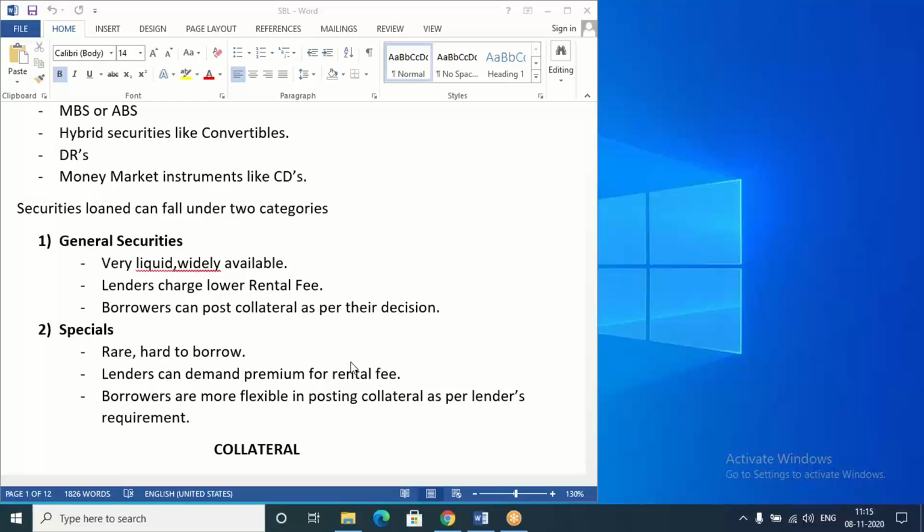Okay. Quickly write that down, and then we'll go on to collateral. We know there are two types, which is cash and non-cash, and we'll discuss how the collateral is calculated, and the fees as well. The rental fees.